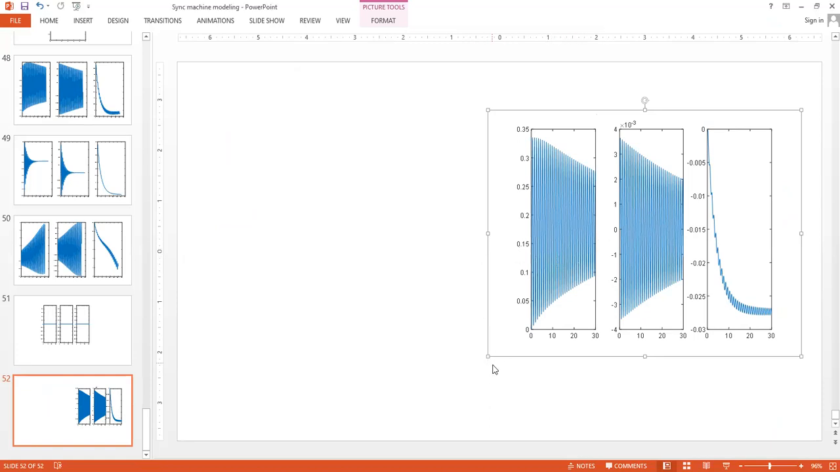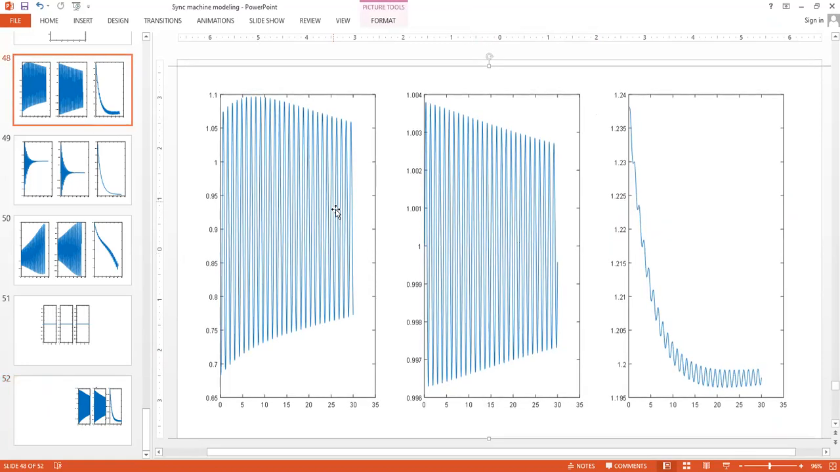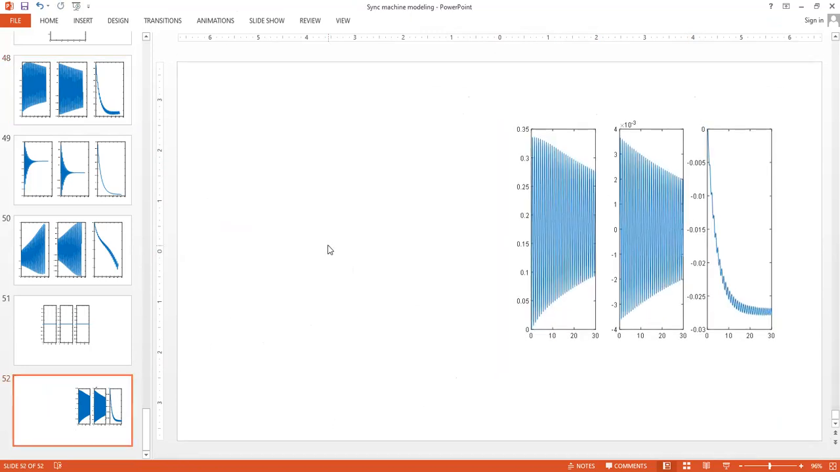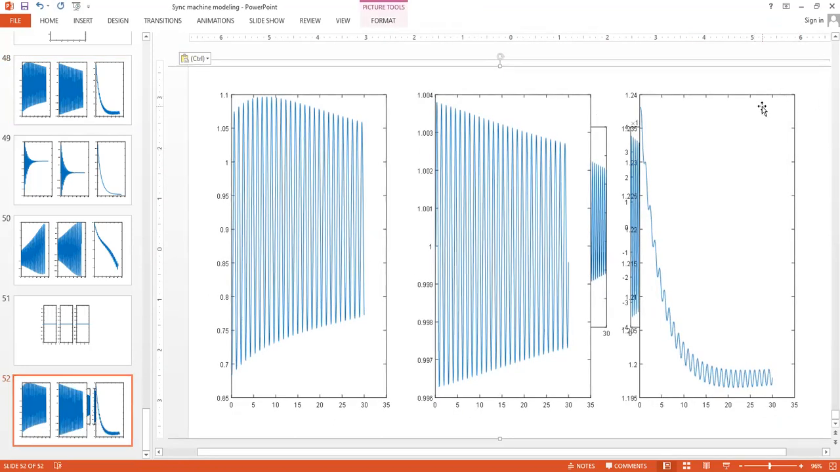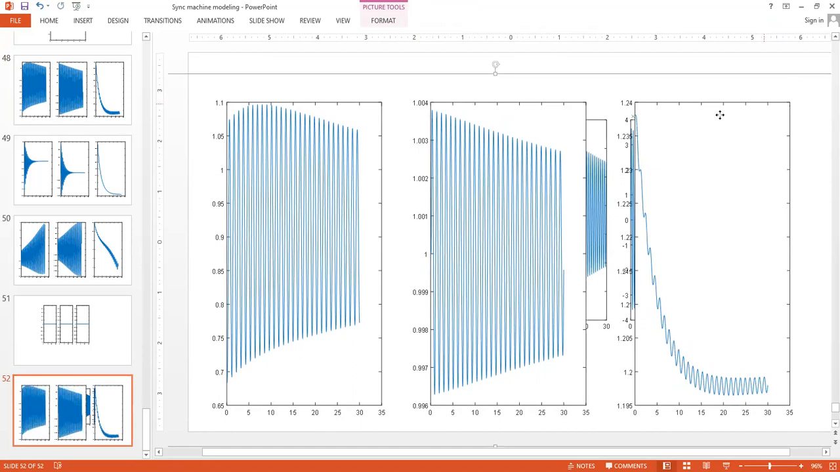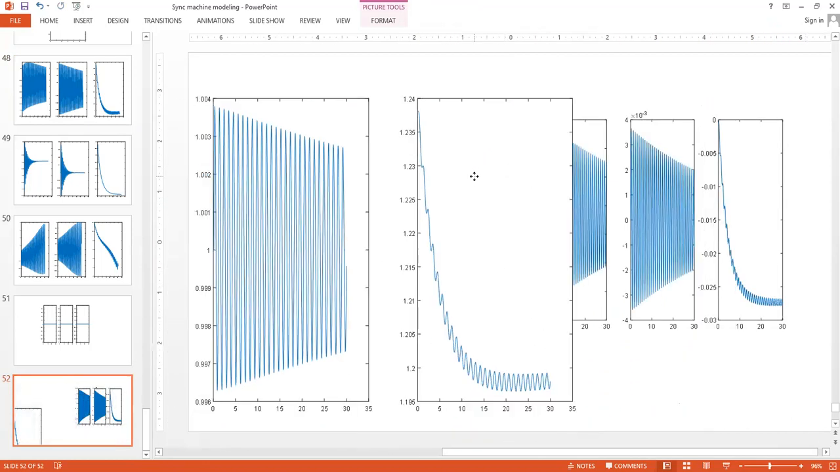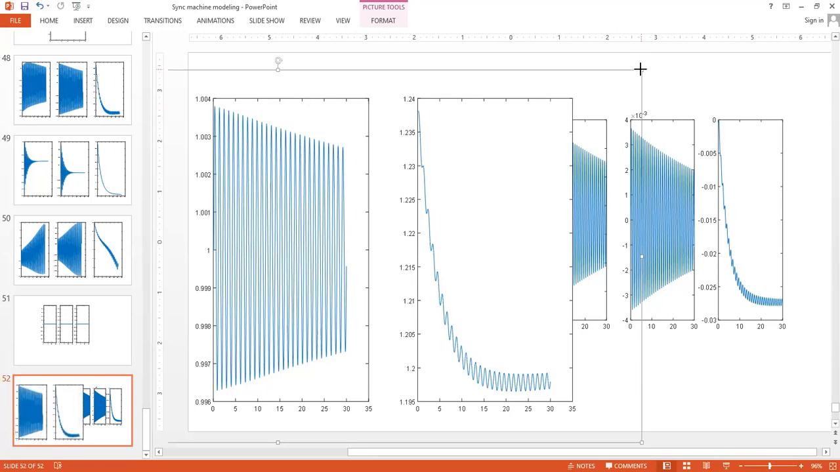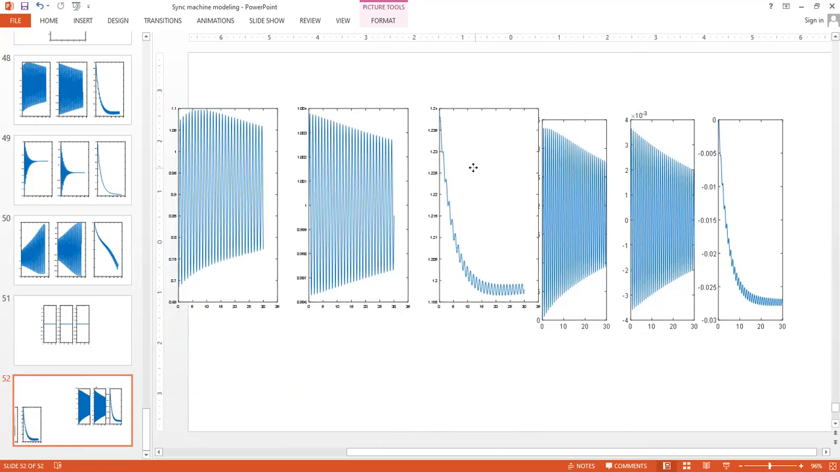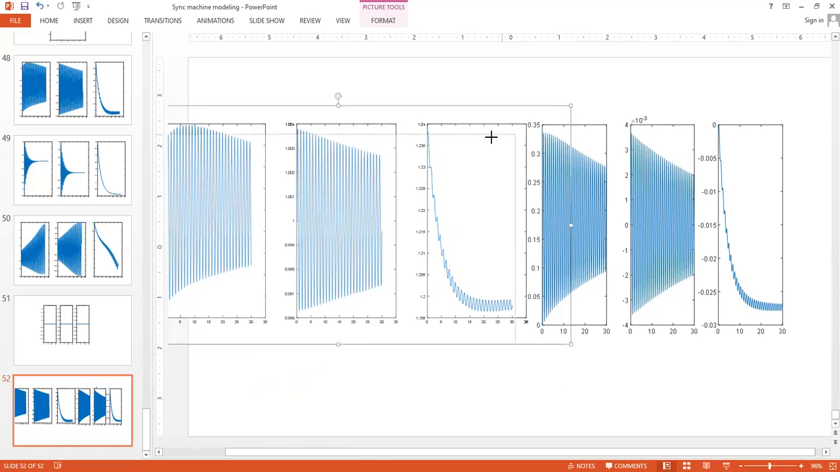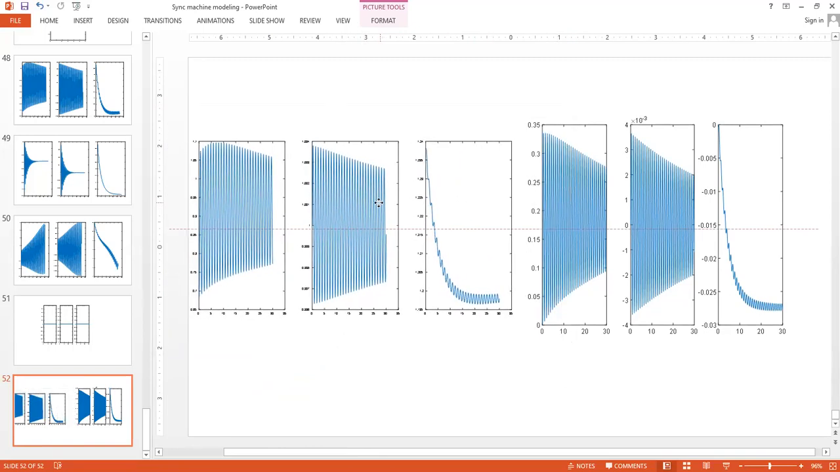The simulation actually started from 0. If I bring this one now, this is very big compared to that, but even then we have to bring it. So you have to then resize it, make them look identical, smaller. Okay, almost there.